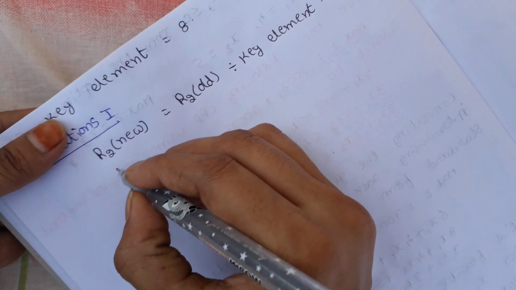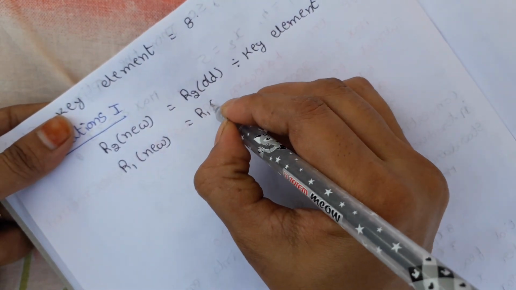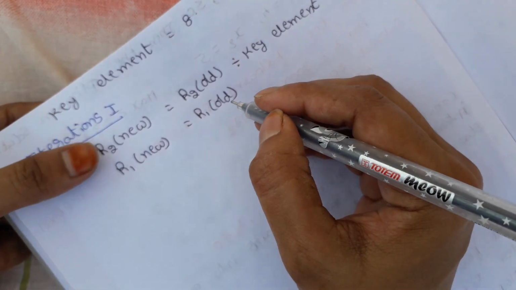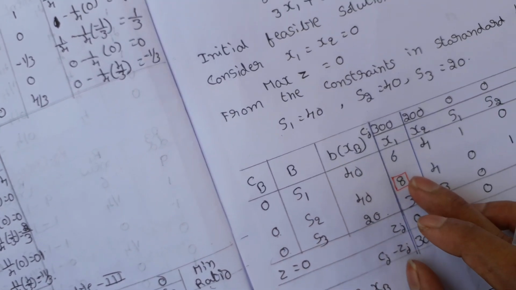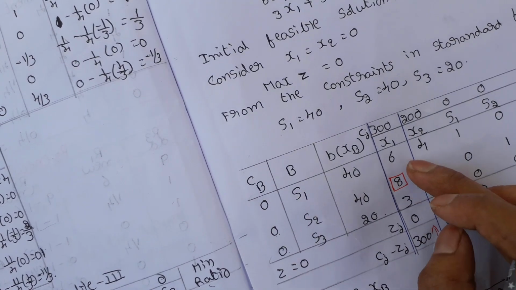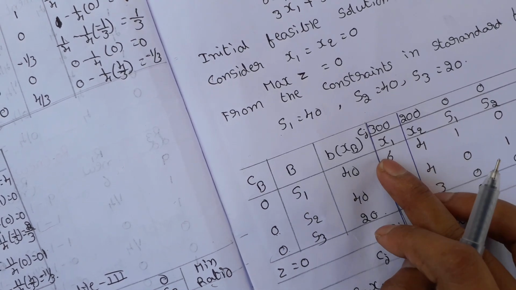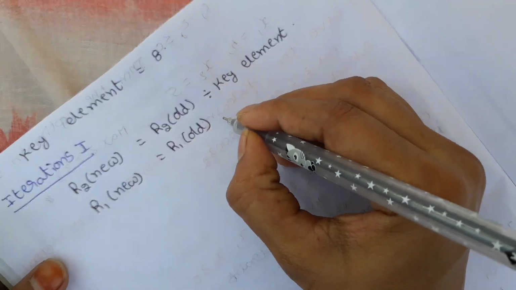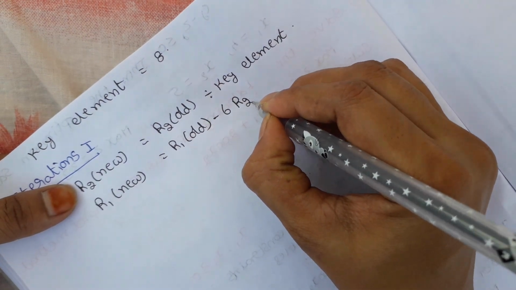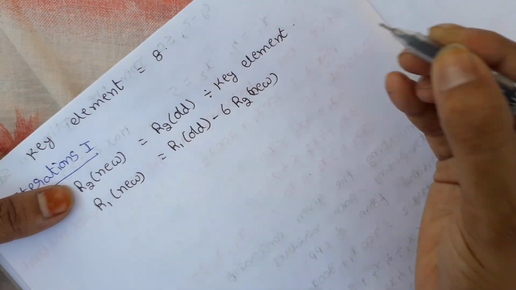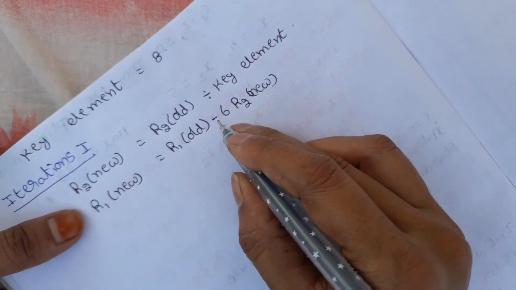So R1 new is equal to R1 old. Here, what is the value present under the key column? It is 6. In such a case it is plus 6, so here we will take minus 6 into R2 new, where the key element is present. This will be the same R2 new for the next row also, but the coefficient will change.